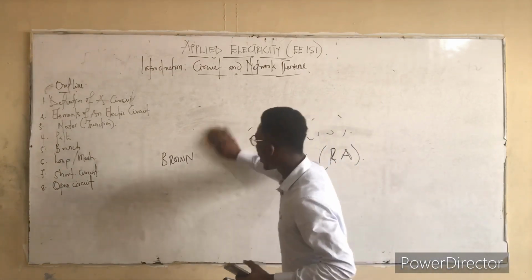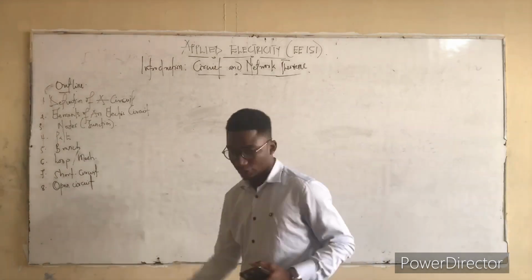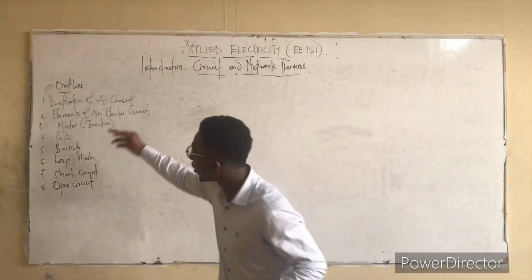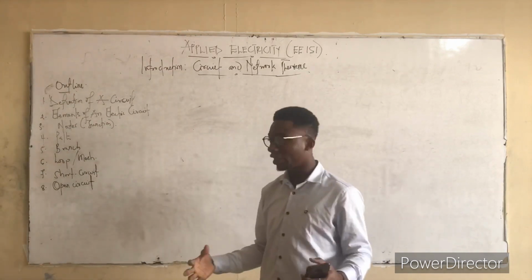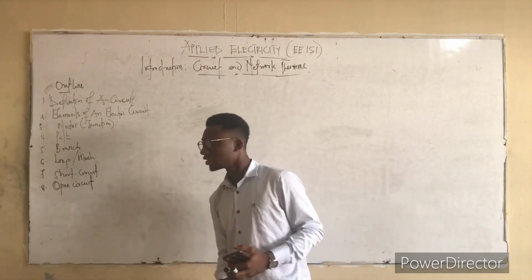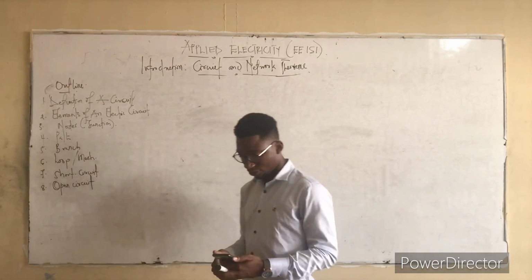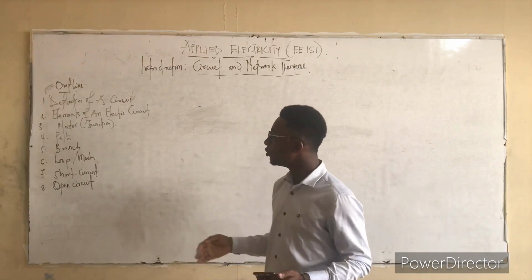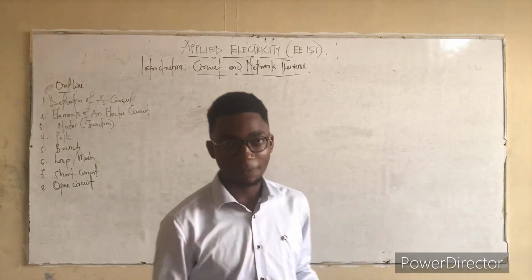Now my outline for this particular lesson is, first of all, I'll talk about the definition of a circuit, elements of an electric circuit, the nodes or junction in a circuit, the path of a circuit, the branch, the loop, short circuit, and an open circuit.